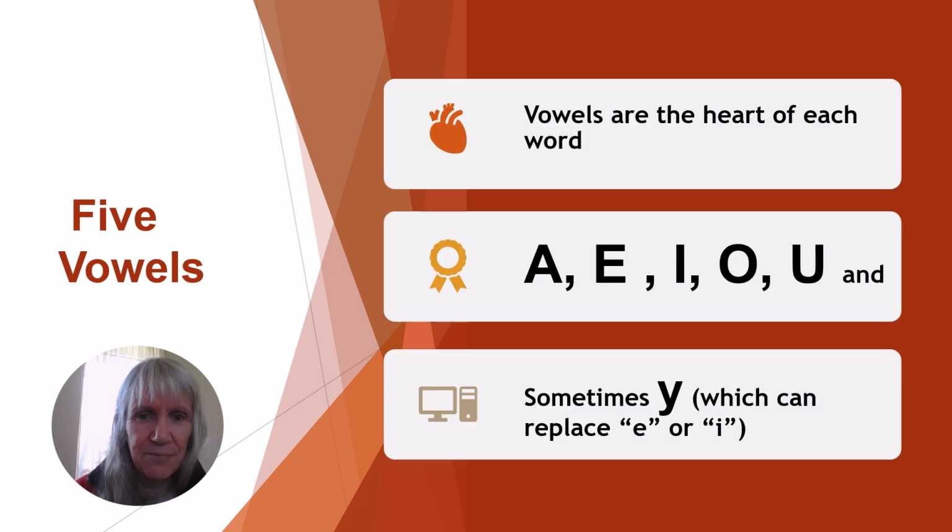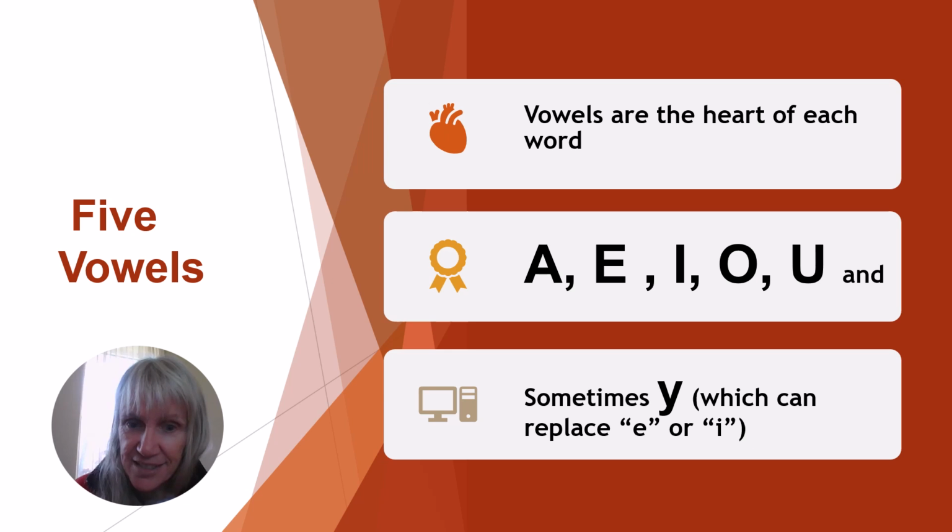Let's have a look. The vowels are the heart of each word, okay? So there's only 5, but of those 5 letters from the alphabet, we build our words around the heart of the word. And there's only 5 of them. The 5 vowels are A, E, I, O, U.